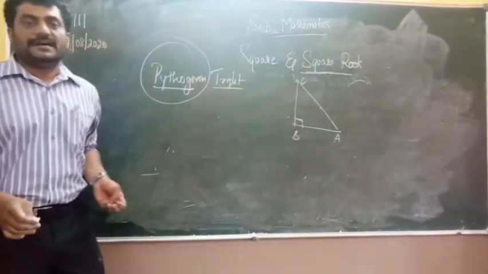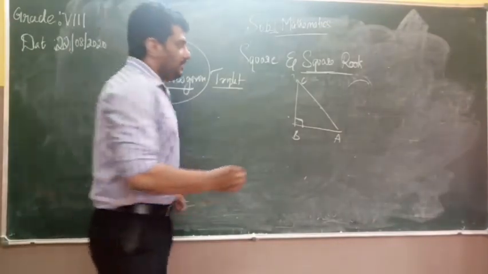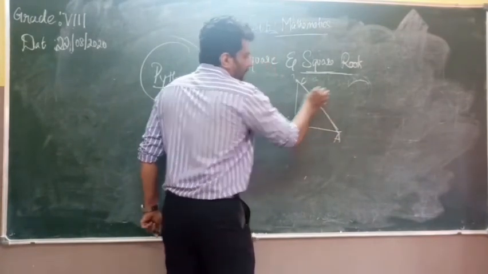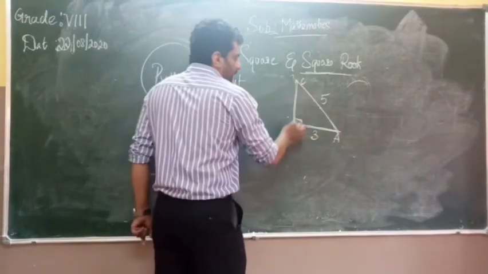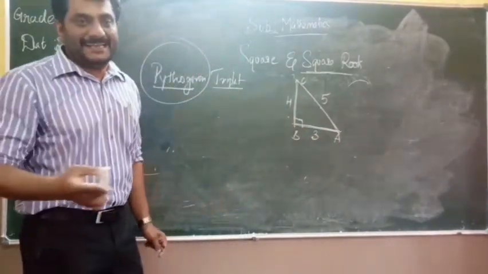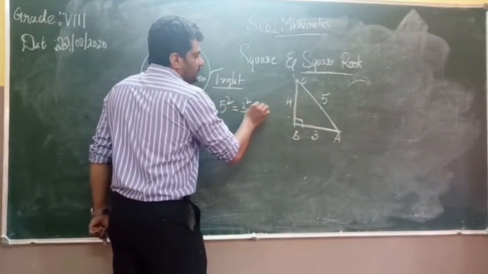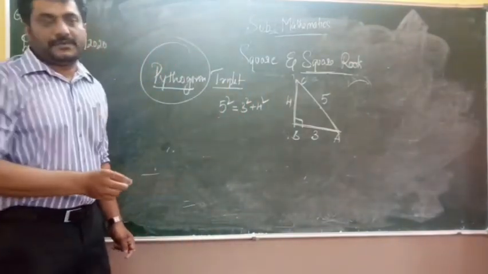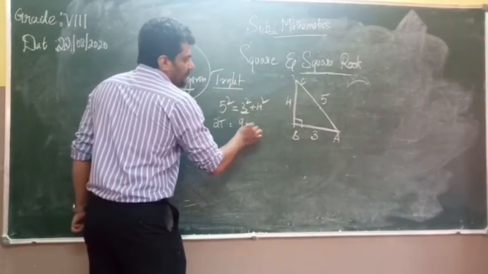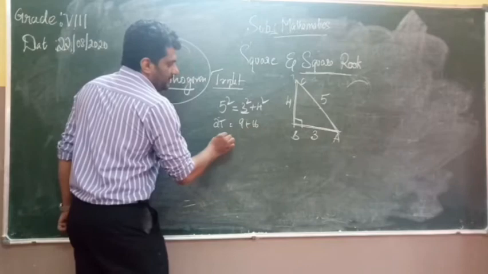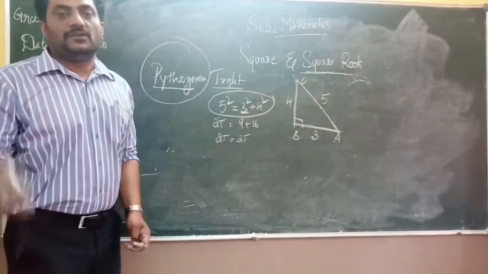It's based on a right angle triangle. What this is saying is, in a right angle triangle, if you have a measurement of 5 here, 3 here, and 4 here, then 5 squared will always be equal to 3 squared plus 4 squared. Now 3 squared is 9, plus 16 is 25. 25 equals 25. So these numbers are called a Pythagorean triplet.